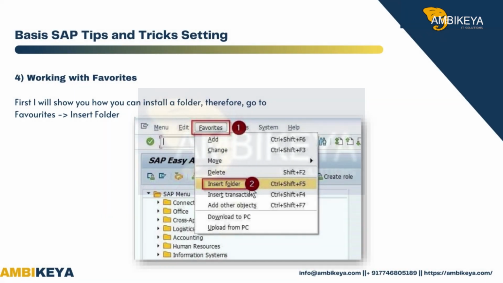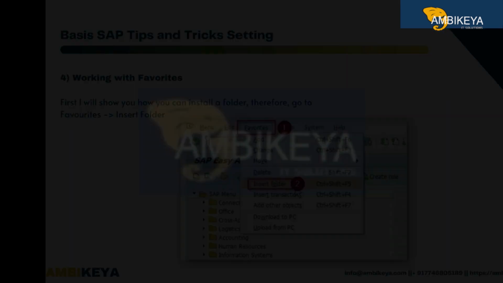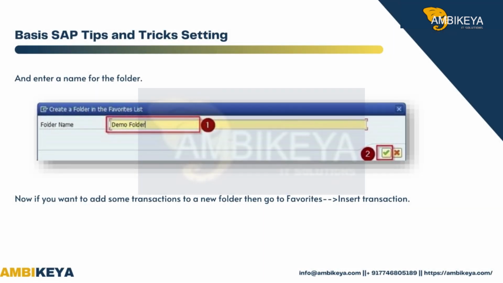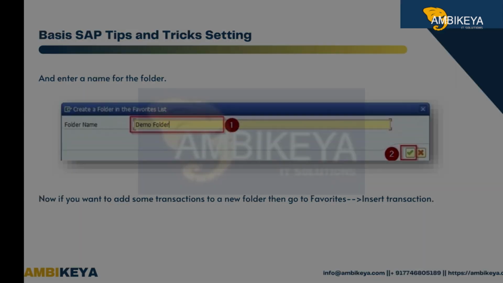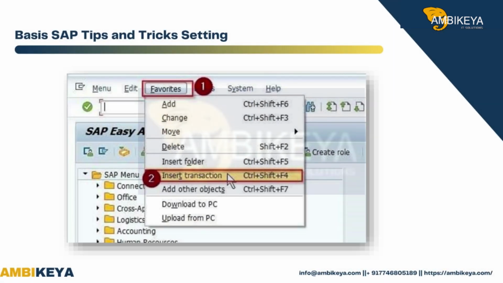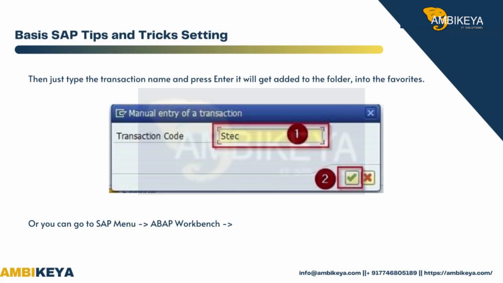4. Working with favorites. First, I will show you how you can insert a folder. Therefore, go to Favorites, Insert Folder and enter a name for the folder. Now, if you want to add some transactions to a new folder, then go to Favorites, Insert Transaction. Then just type the transaction name and press Enter. It will get added to the folder, into the favorites.